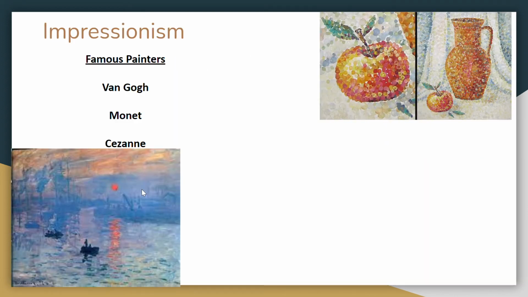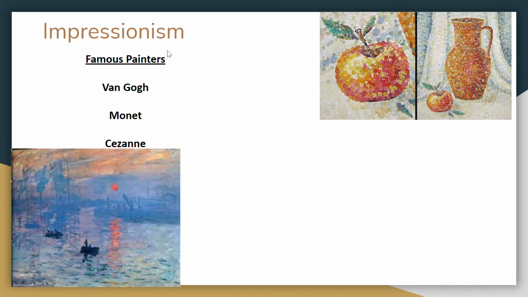Let's move on to Impressionism. So, as I said, Van Gogh is a painter of Impressionism. Monet is a painter of Impressionism. And Cézanne is a painter of Impressionism. These are all famous painters of Impressionism.